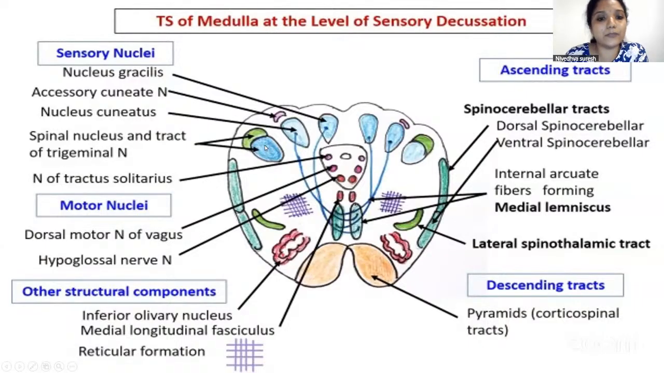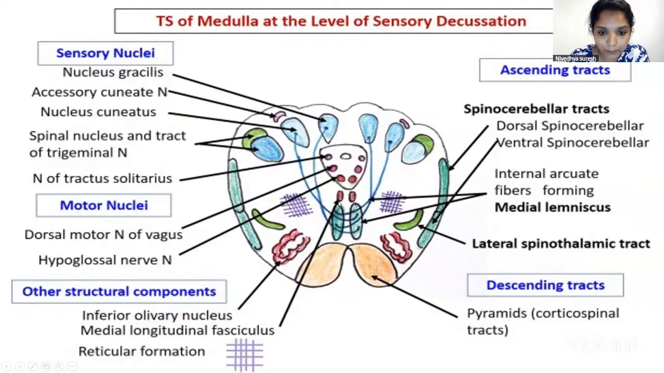Then we can see the spinal nucleus and the capping, the same as we saw in the lower level of the medulla. In the lateral region we can see the spinocerebellar tracts: this is the dorsal side, so the dorsal spinocerebellar tract, and this is the anterior side, the anterior spinocerebellar tract. And this is the lateral spinothalamic tract. These are the same as we saw in the lower level. And again you can see the reticular formation.